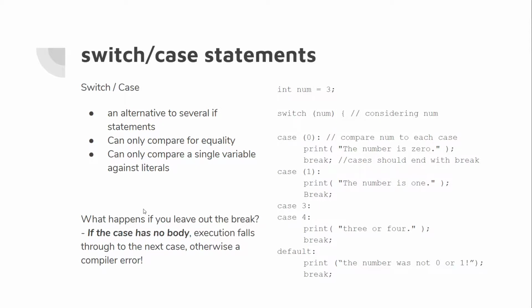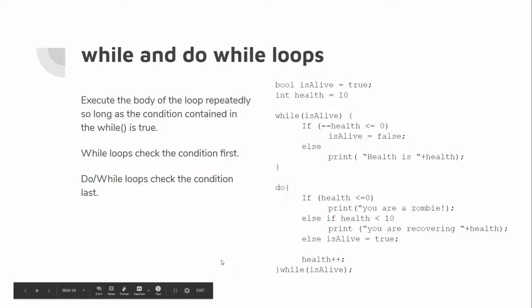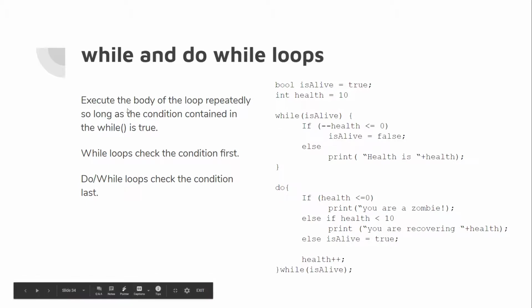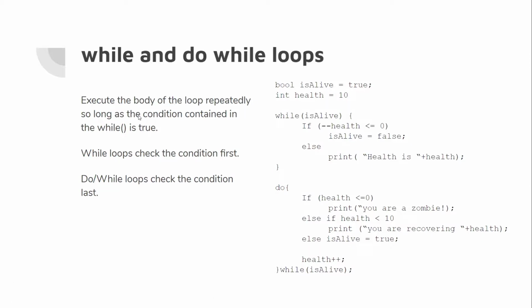All right. So loops. Loops are going to be your friends. Loops are when you need to execute a chunk of code a number of times, or repeat it until some condition is met. Okay, execute the body of the loop repeatedly so long as the condition contained in the parentheses of the while is true. So while loops check the condition first, do while loops check the condition last.